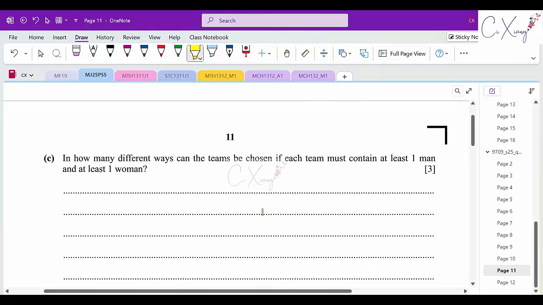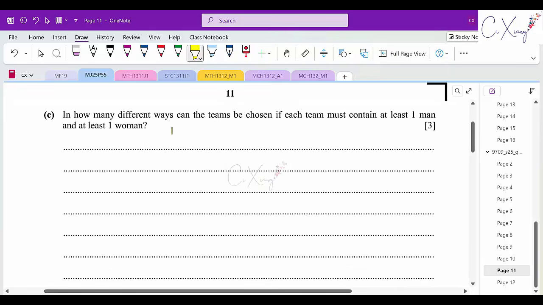Now continue with part C. They are asking, in how many ways can the teams be chosen? Again, highlight the keyword chosen. It is a combination still. If each team must contain at least 1 man and at least 1 woman. So how can we get at least 1 man and at least 1 woman? This one will be a bit more complicated because they started to introduce the restriction. So maybe we need to list out all the possible cases.